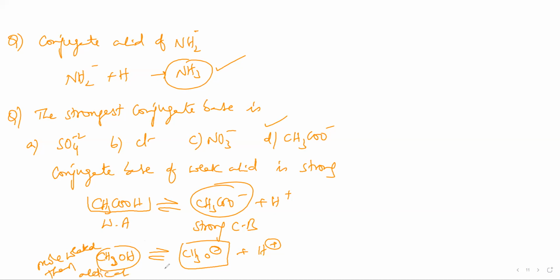Yes, sir. A weaker acid means the conjugate base formed will be stronger. So when comparing basicity of the acetate ion and the methoxide ion, no doubt the methoxide ion is the stronger base. Is that clear? Yes, sir. So let us move to one more.